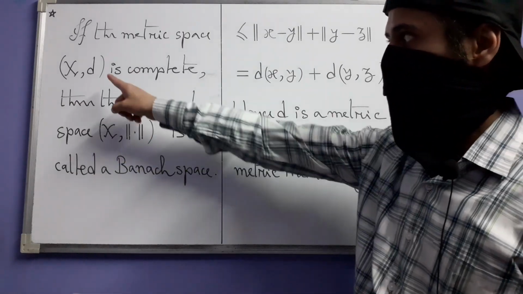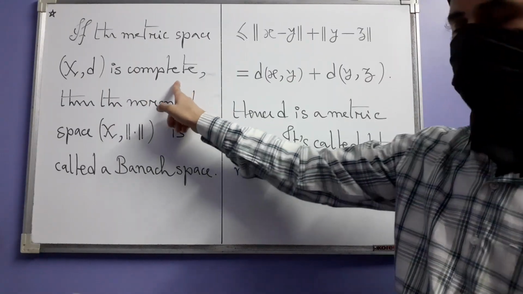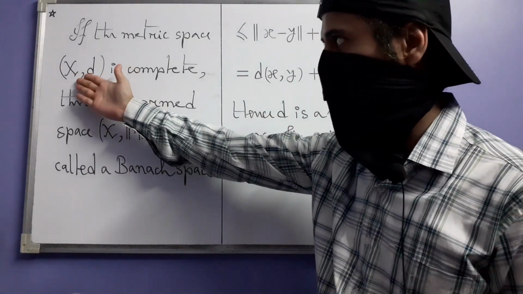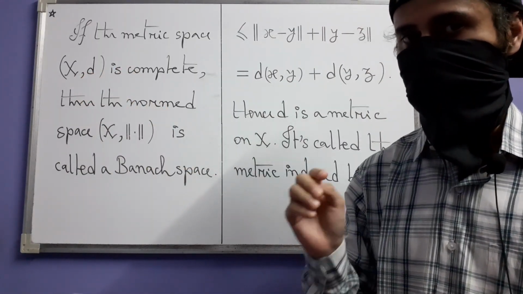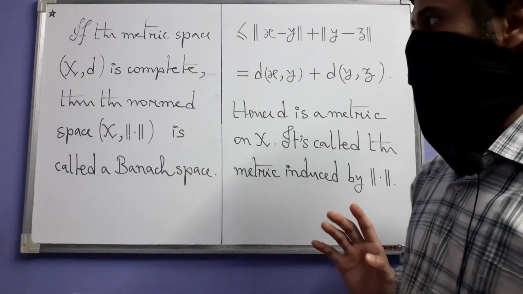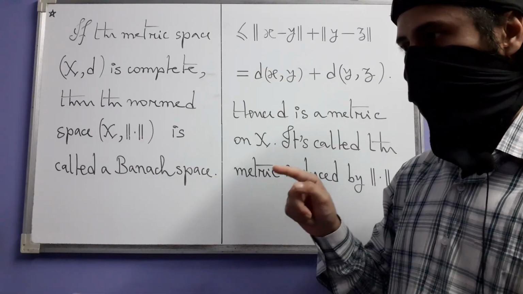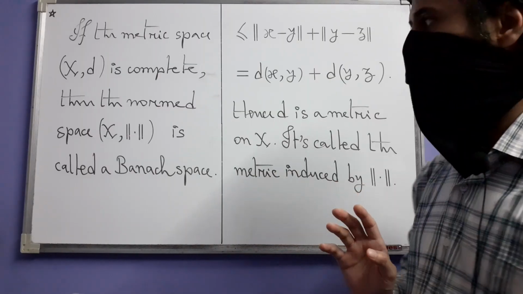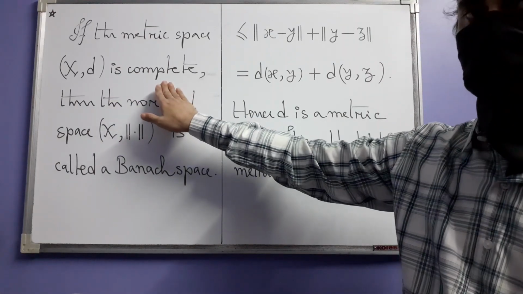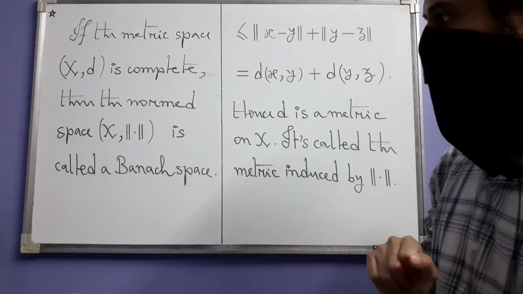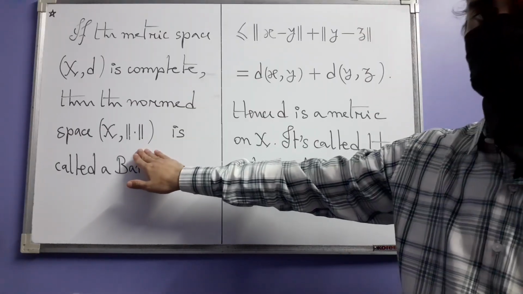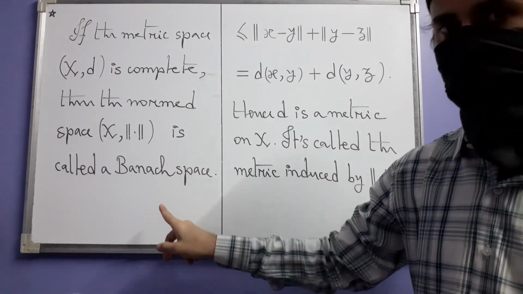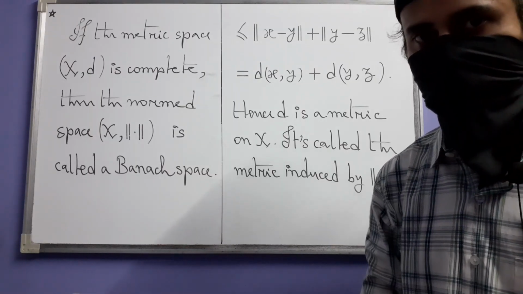Now, if this metric space (X, d) is complete, recall that completeness means that if you consider any Cauchy sequence of points in X, which will be vectors because we are in a vector space, then that Cauchy sequence converges to a vector in X. If that happens for all Cauchy sequences, then we say that this metric space is complete. If this one is complete, then we call the corresponding normed space from where this is actually coming a Banach space, named after the mathematician Stefan Banach.